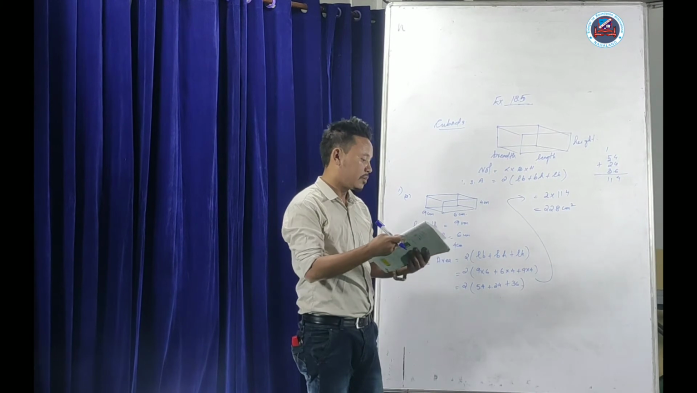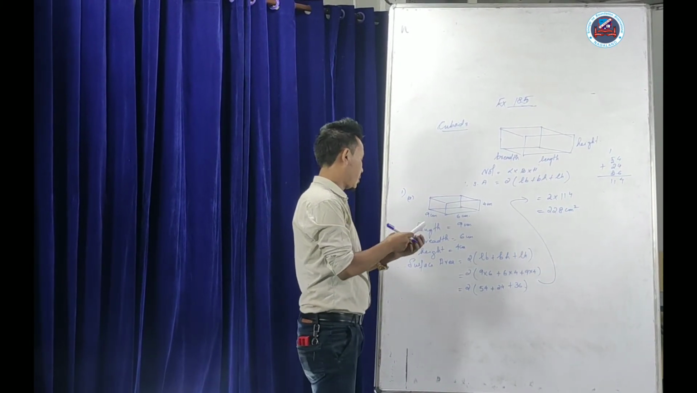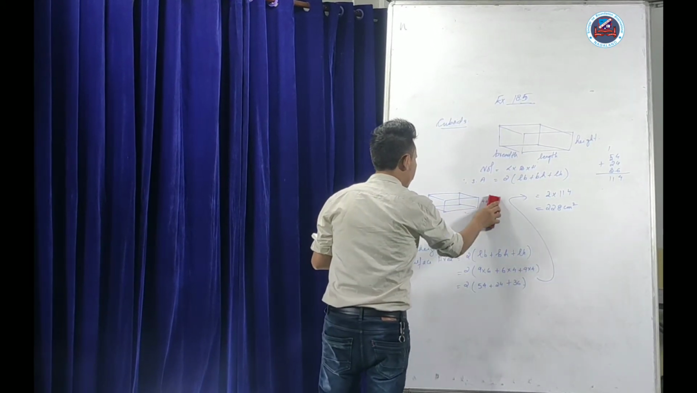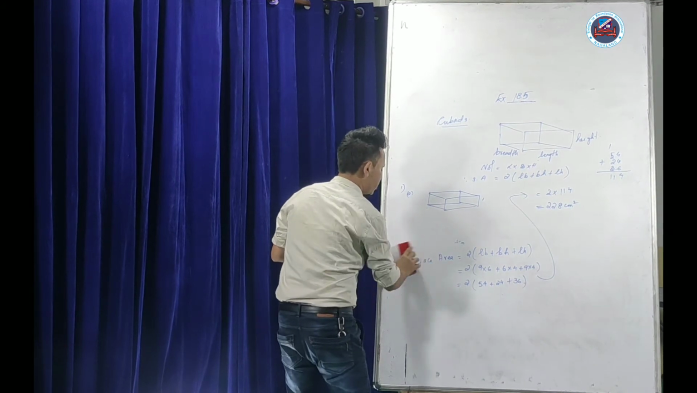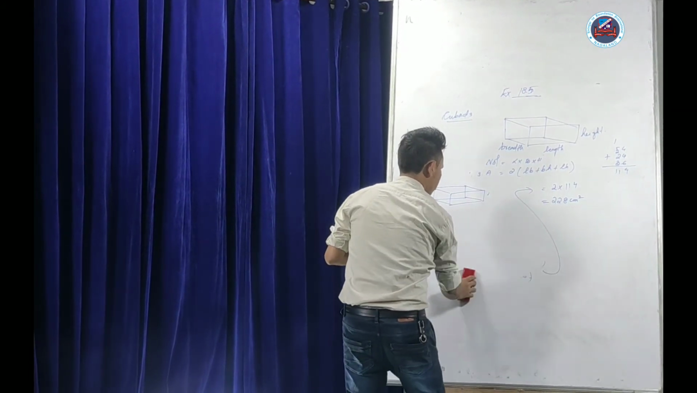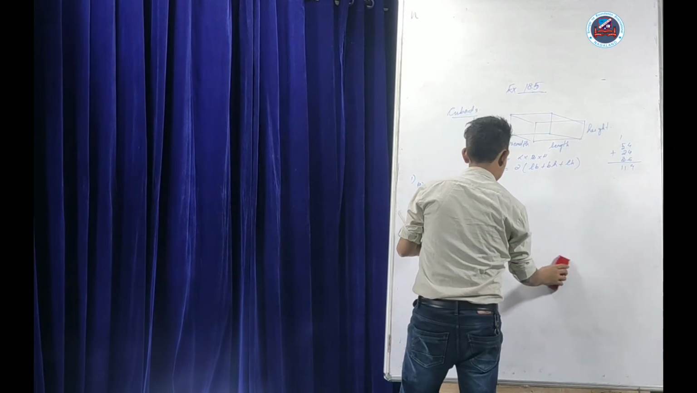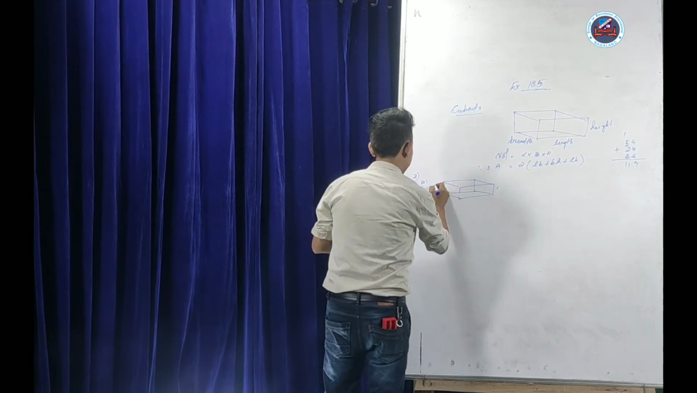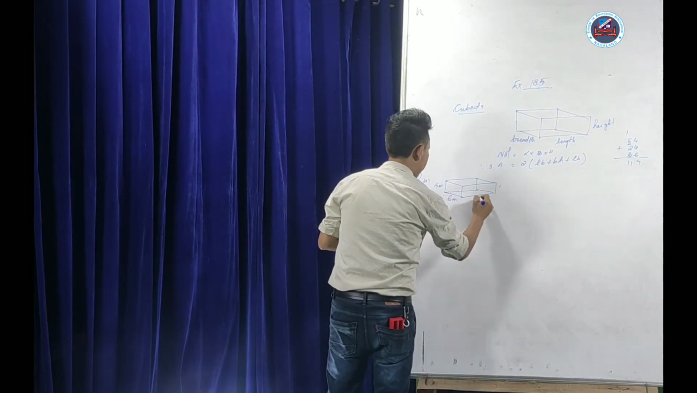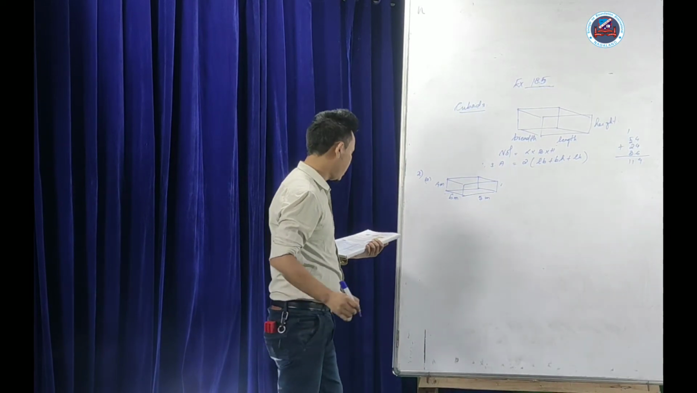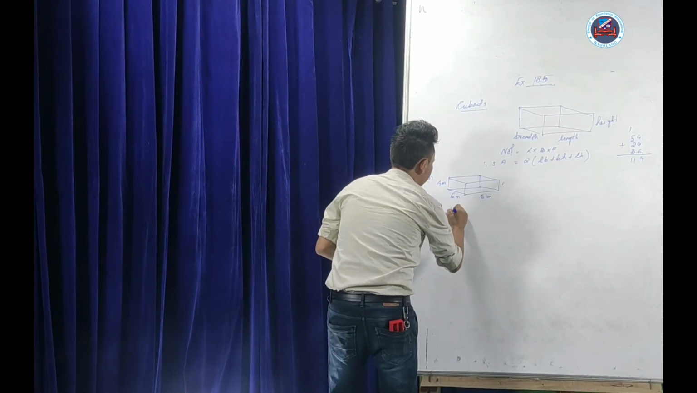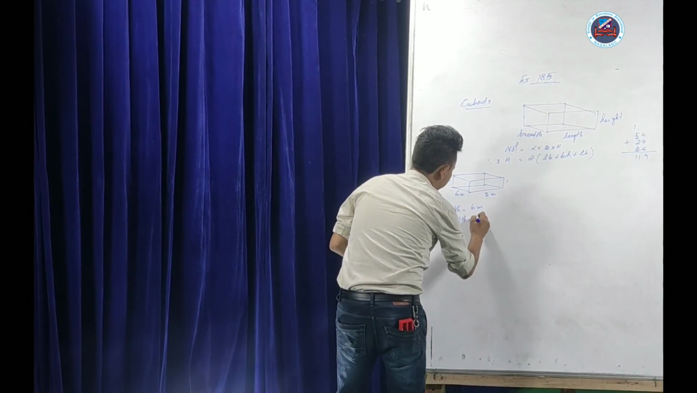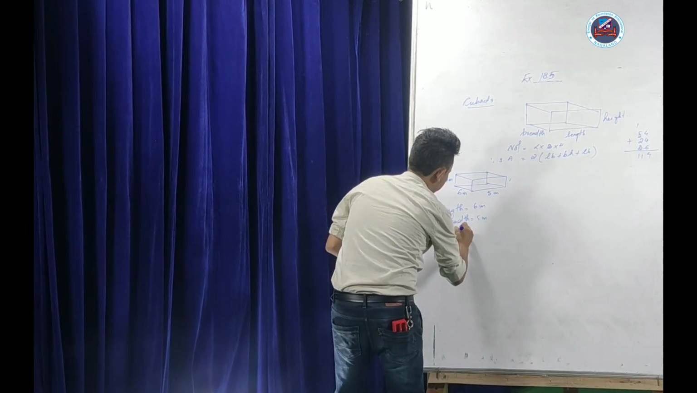Now from question number 2, I shall do one sum. Question number 2A, where the dimensions are given as 4 meter, 6 meter, and 5 meter. Let's consider the dimensions, that is length as 6 meter, breadth as 5 meter, and height as 4 meter.